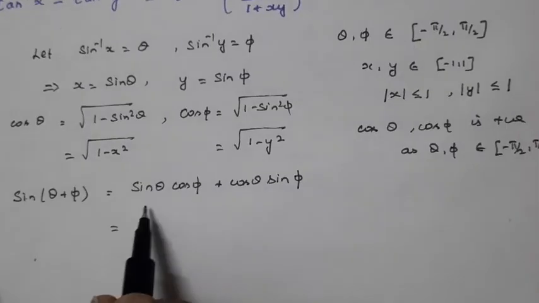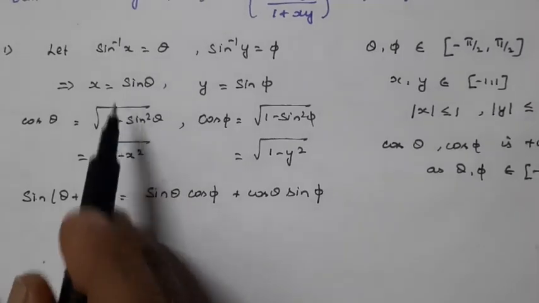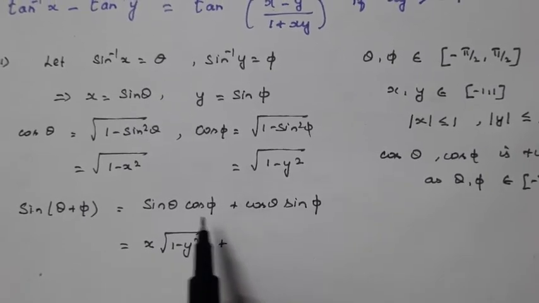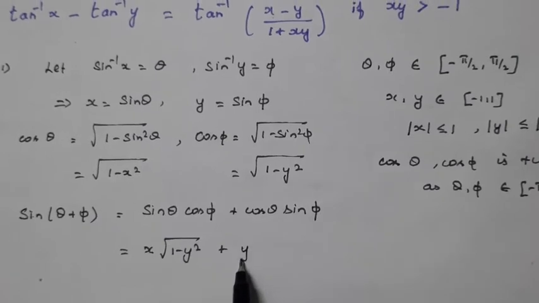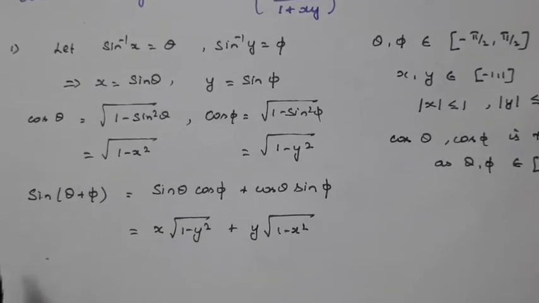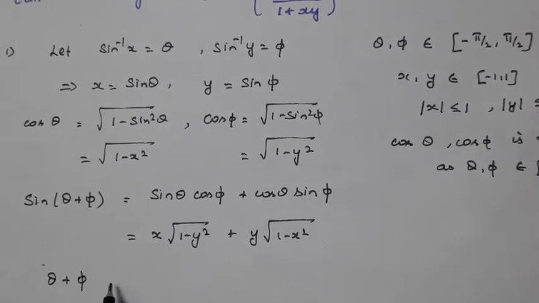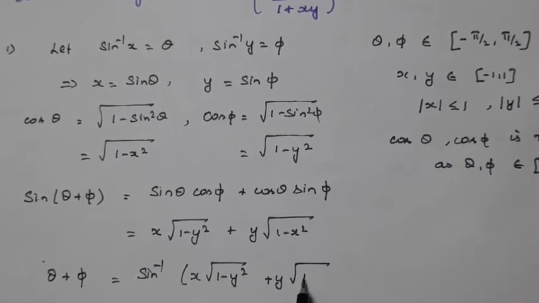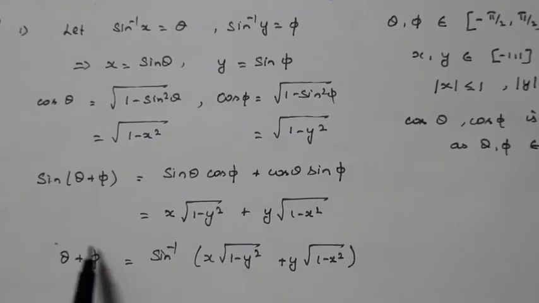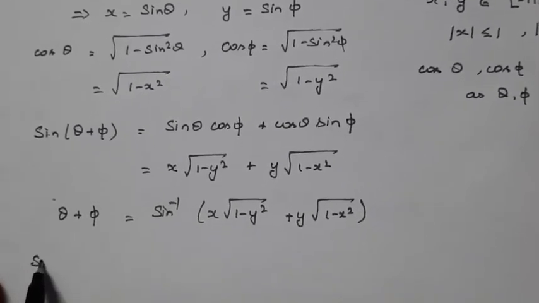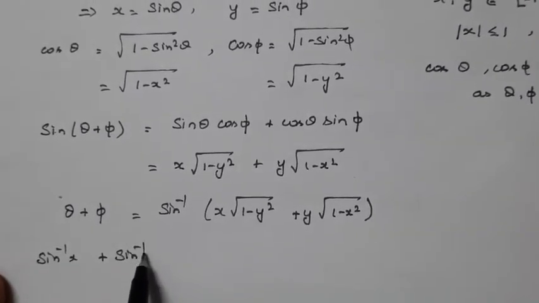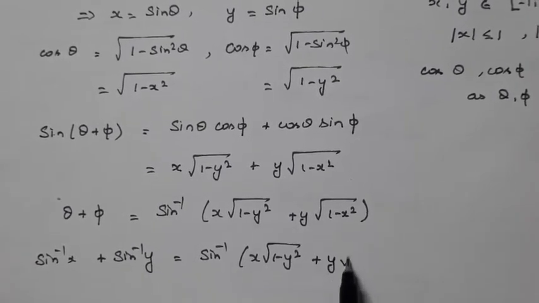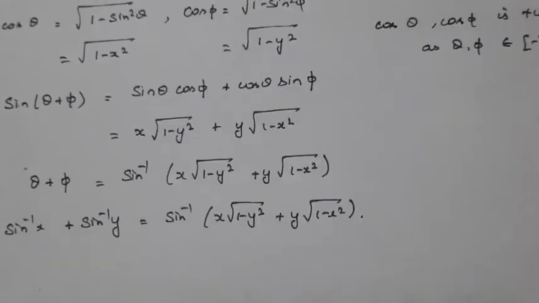Now replace the corresponding values in x and y. Sin theta is x and cos phi is root of 1 minus y squared, plus cos theta is root of 1 minus x squared and sin phi is y, so y into root of 1 minus x squared. Then, taking the sine to the other side, we have theta plus phi is equal to sine inverse of x into root of 1 minus y squared plus y into root of 1 minus x squared. Now replacing theta and phi, we have sine inverse of x plus sine inverse of y is equal to sine inverse of x into root of 1 minus y squared plus y into root of 1 minus x squared. So this is the proof.